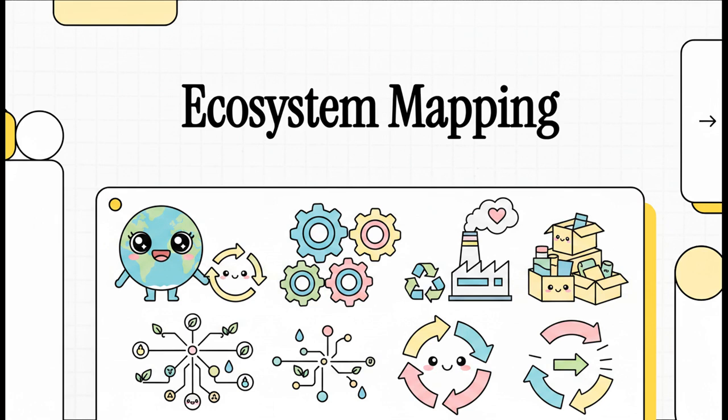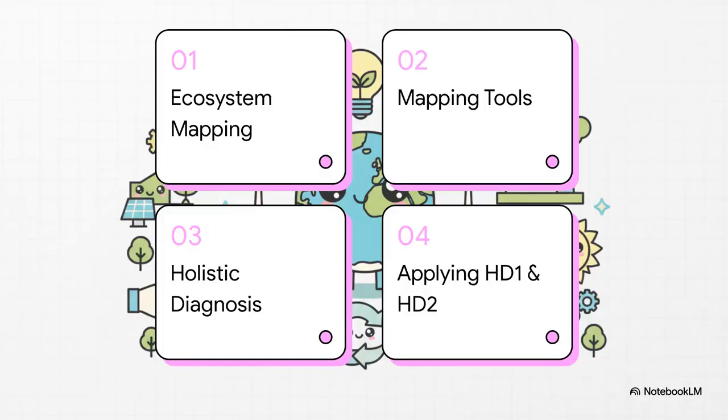But how do you actually do that? How do you look at a messy, super complicated supply chain and figure out how to make it circular? Well, the answer seems to lie in a concept called ecosystem mapping, and we're going to unpack exactly how it works today. Here's a quick look at our roadmap. We'll cover what ecosystem mapping is, how to visualize nodes and interconnections, compare 3 different mapping tools, and then dive into the holistic diagnosis approach, specifically applying HD1 and HD2.